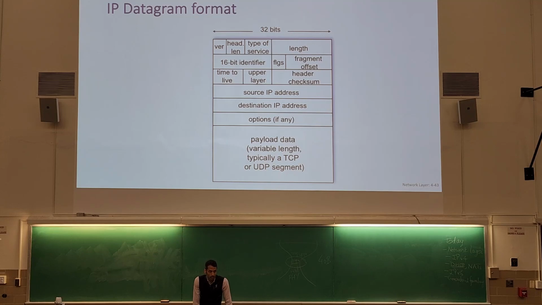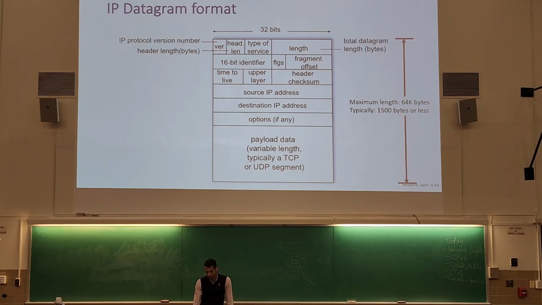The payload after that will typically be a transport segment, so TCP or UDP if one of those protocols is being used. How would we know, if it's TCP, what the length of the payload is? We also need to know the length of the payload. How would we know that? So this header length is telling you the length of the header. Here there's a total length already of the datagram.